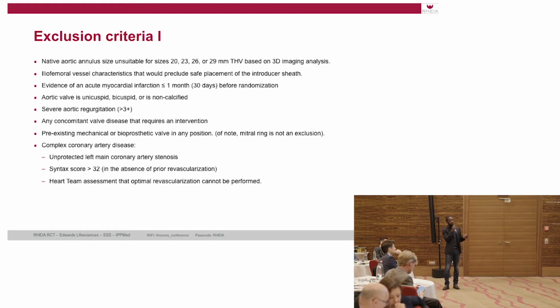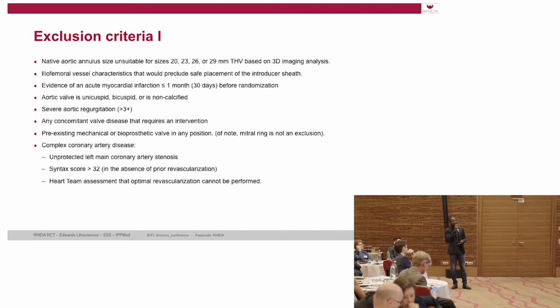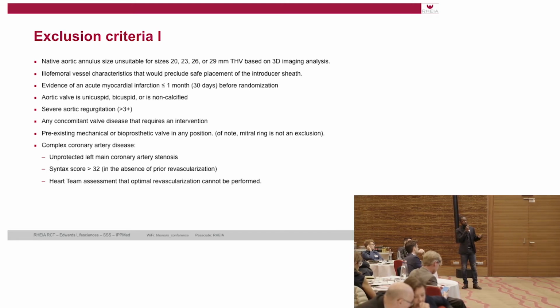Severe aortic regurgitation is excluded, but most of the time, if you have an extremely calcified valve that is regurgitant, based on the echo analysis, we may accept the patient or not. But if you have pure severe aortic regurgitation, the patient is excluded from the trial. Any concomitant severe valve disease that requires an intervention will be excluded. We don't want to get two valve procedures at the same time, because it's not the focus of the trial. Any valve prosthetic substitute in any position.